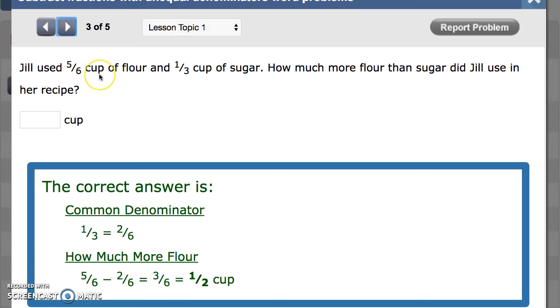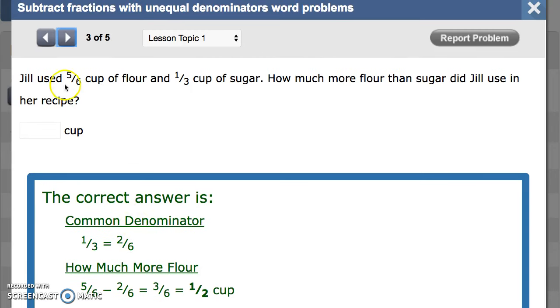Okay, Jill used 5/6 of a cup of flour and 1/3 of a cup of sugar. How much more flour than sugar did Jill use in her recipe? So I'm going to find a common denominator. I have a 6 and I have a 3. And rather than doing butterfly method and multiplying and getting something over 18 when I just multiply these together, I can just look at 1/3 and I know that if I do 3 times 2, I will get 6. So I can just leave 5/6 alone and just change this fraction and save myself some steps of having to simplify my fraction later.